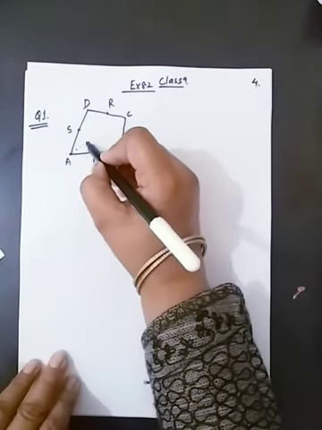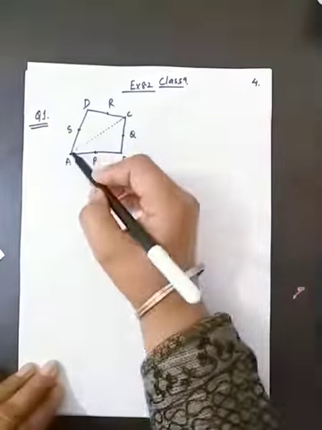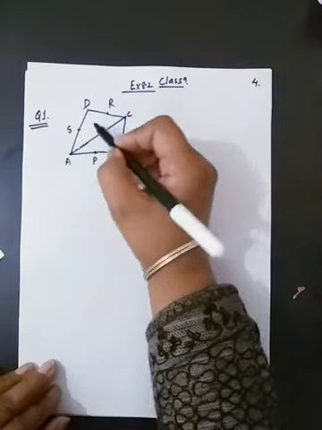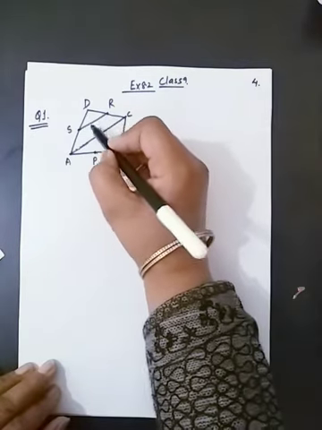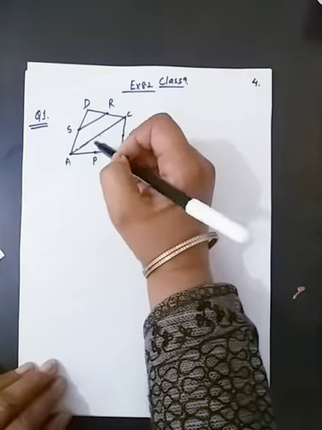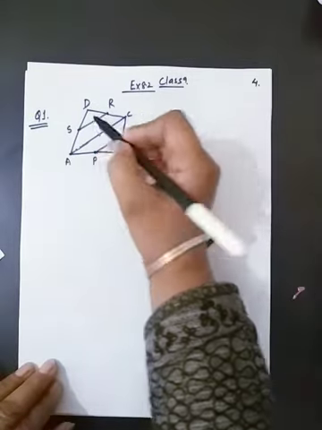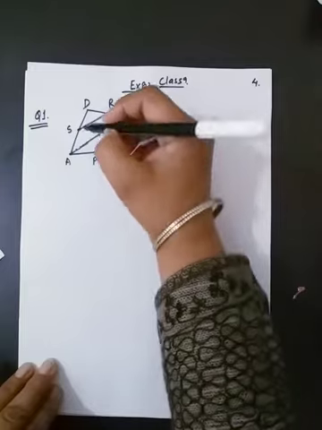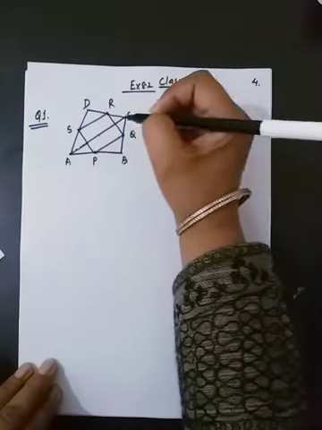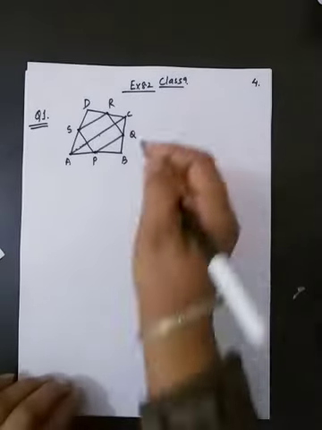Here in this figure AC is diagonal of quadrilateral ABCD and we have to prove that SR is parallel to AC and SR is half of AC. Similarly, we have to prove PQ is equal to SR and then we have to prove that PQRS is a parallelogram. Here we can do this question very easily with the help of the midpoint theorem.